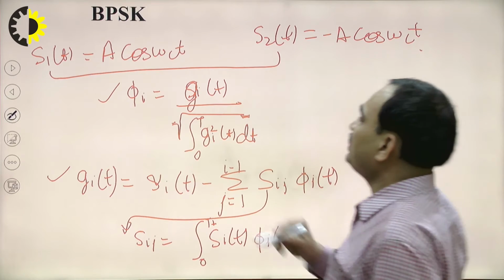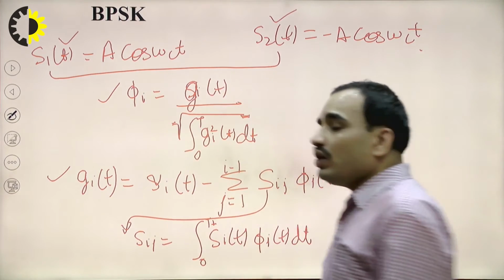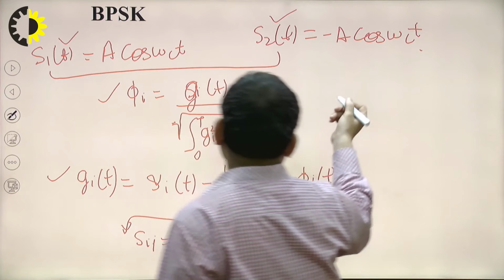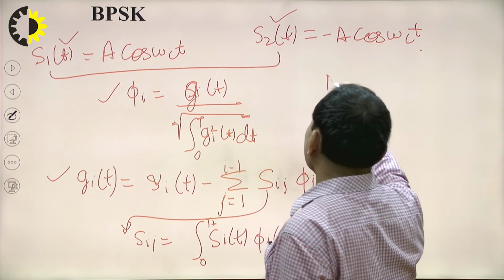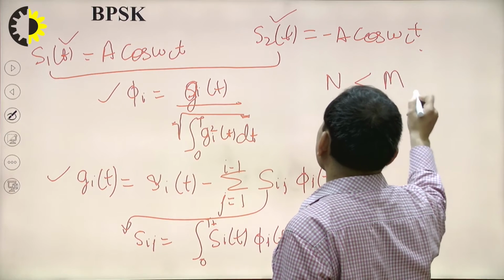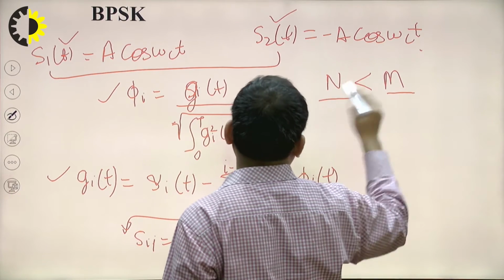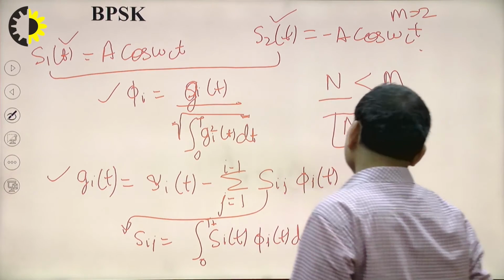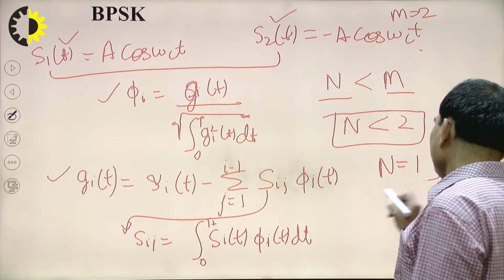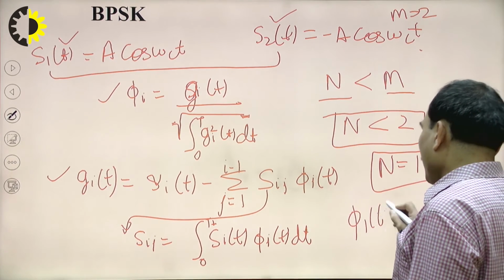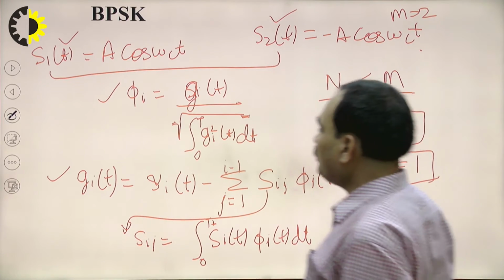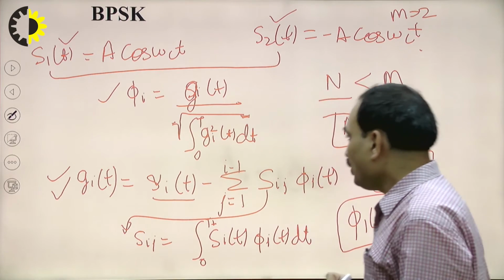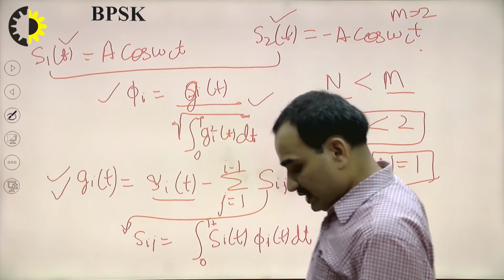But here we can see that both the signals are not linearly independent. So when the signals are not linearly independent, this means the number of basis functions, n, is less than the number of message signals, where m is representing the number of message signals. So we have here m equals 2. So n will be less than 2, and n is always an integer. This means we have only one basis function, φ1(t). So when we have only one basis function, we don't have to find gi(t). Directly we can write gi(t) as si(t). Okay. So our formula will reduce to φ1(t).